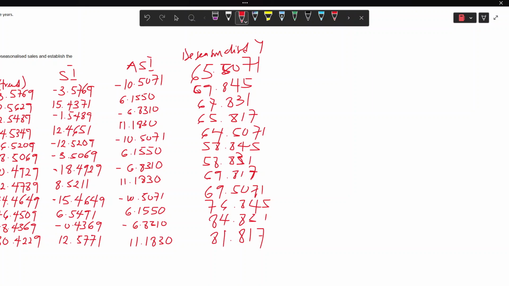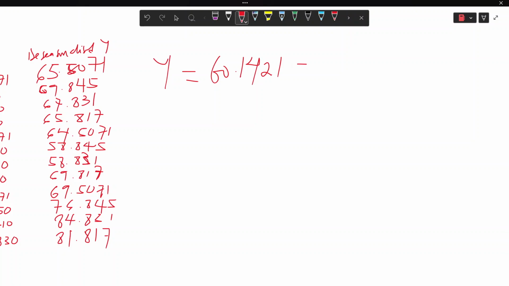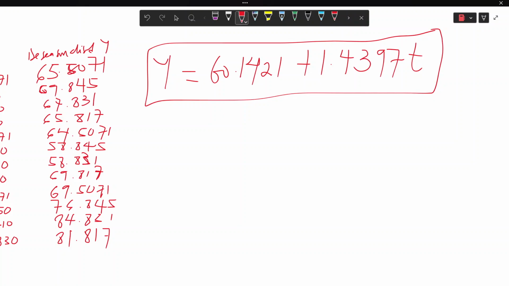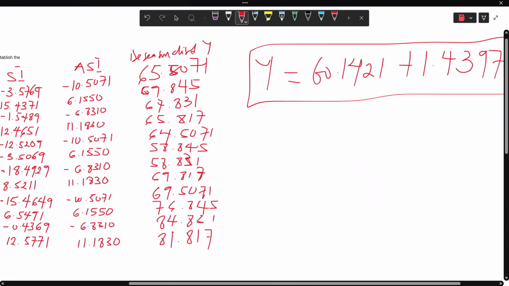So based on this deseasonalized data, our new regression equation becomes y is equal to a, which is 60.1421. Then the b also becomes 1.4397t. So we are going to use this for forecasting our values for year 2017.